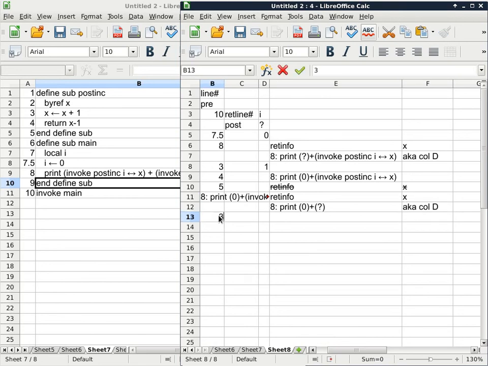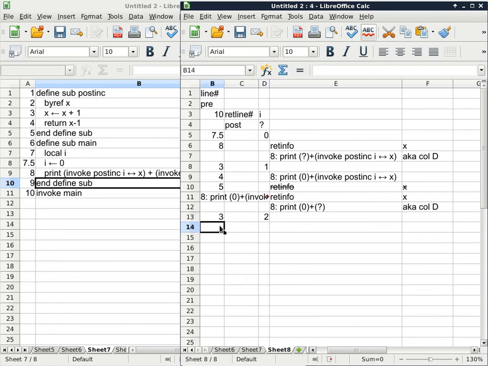So now we continue execution in the subroutine starting on line 3. Line 3, it will add 1 to x. X is also known as column D. Column D currently has a value of 1. 1 plus 1 is 2, so now we store 2 back into column D. So column D is now updated to a value of 2. Are we doing okay so far? So you can see how the first invocation is actually affecting the second invocation in this case.